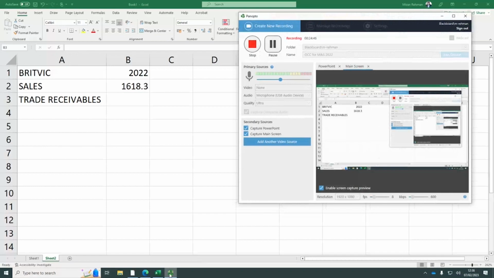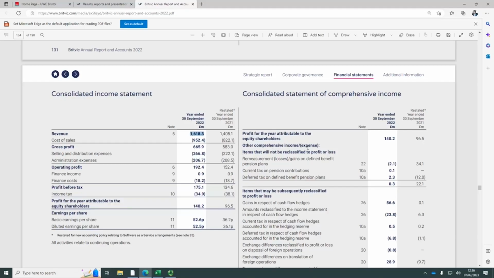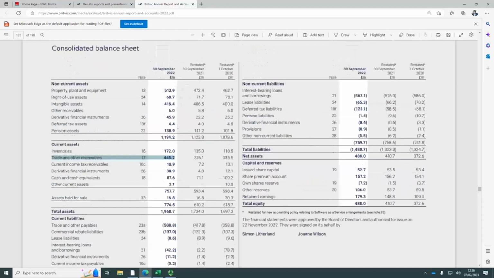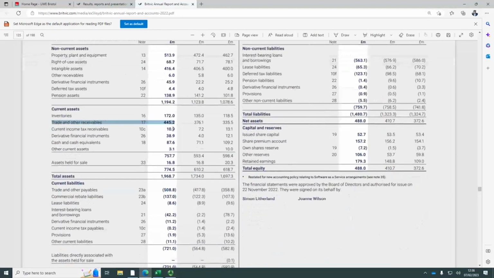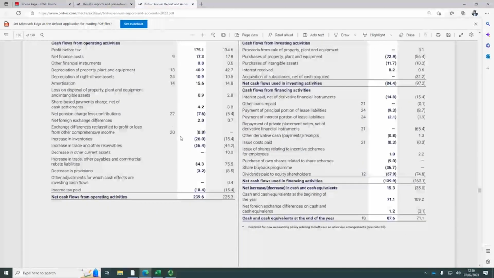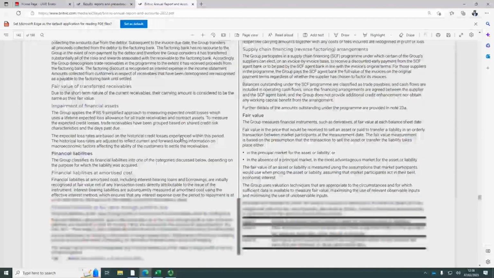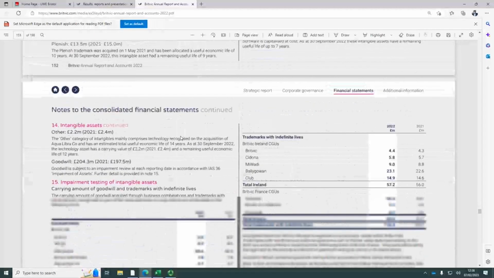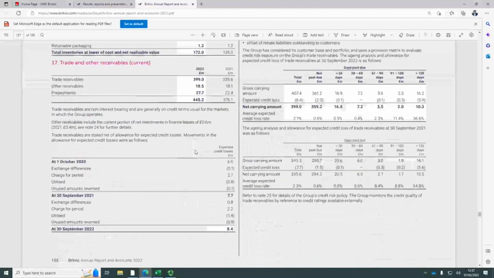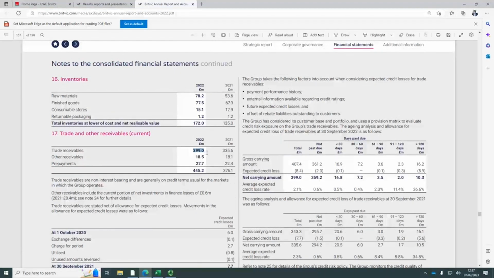Why is this getting open again? My statement of financial position, current assets, trade and other receivables, note 17 again. So if I go to my note 17, I'm just trying to prove a point here. It's not linked with our calculation, but my trade receivable for 2022 are 399.